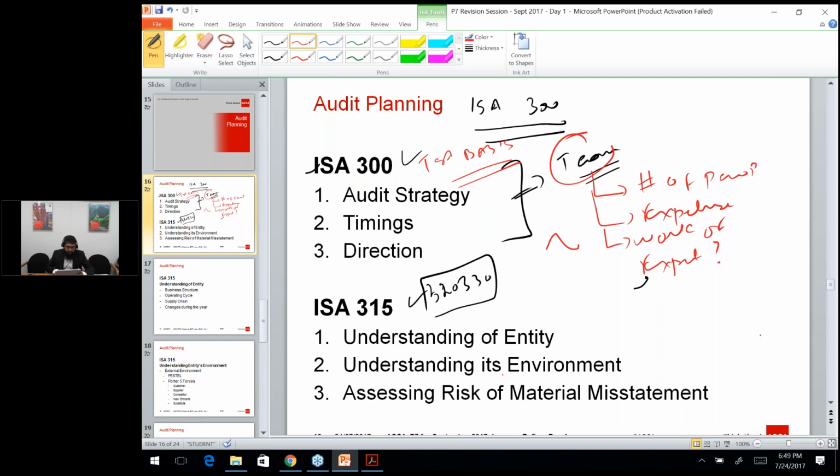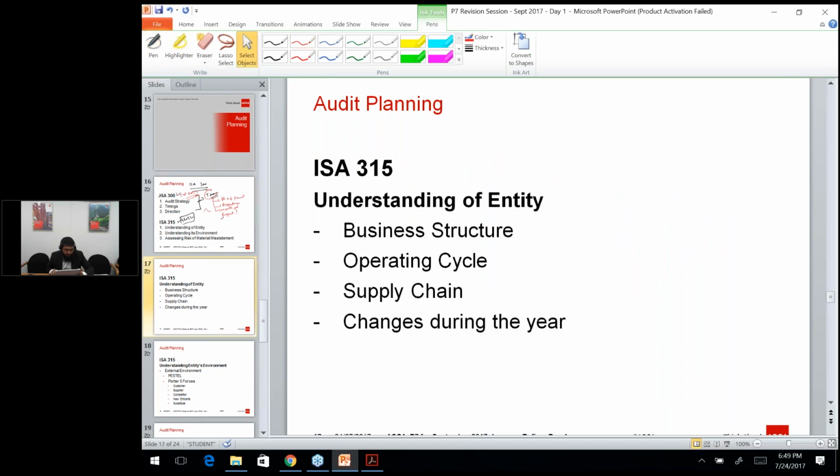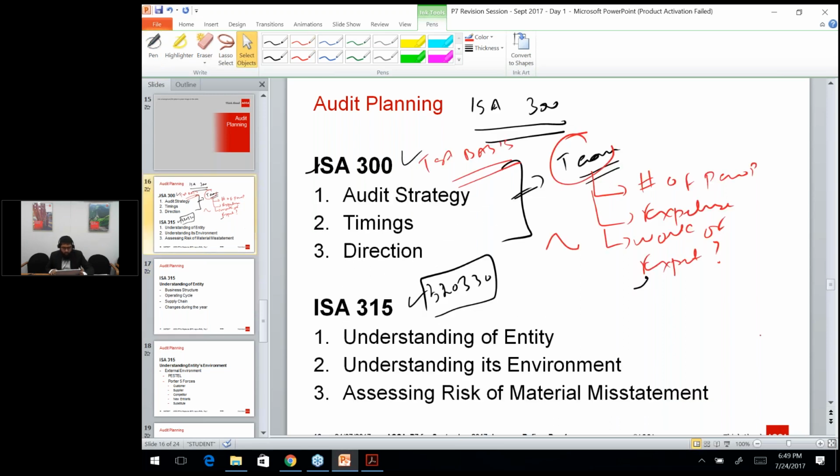Once you have planned at this stage, the next step is ISA 315, which constitutes a very big area at the planning stage. ISA 315 covers 3 areas: number 1 is understanding of the entity, the second is understanding of the environment of the entity, and assessing the risk of material misstatement. I'm going to talk about what exactly this understanding of the entity and its environment and assessing the risk of material misstatement means, one by one.